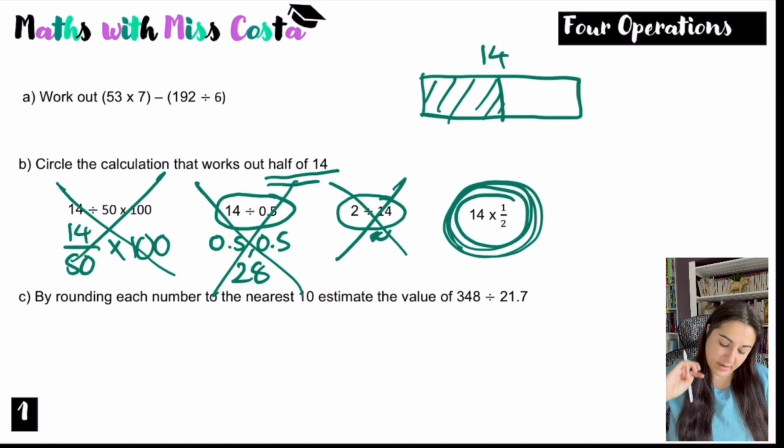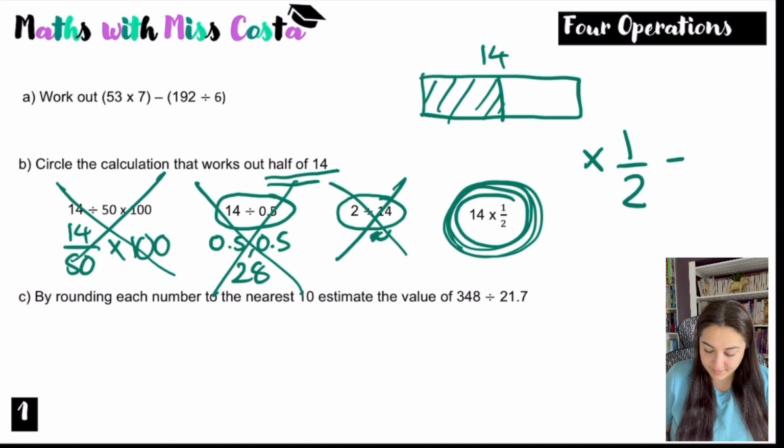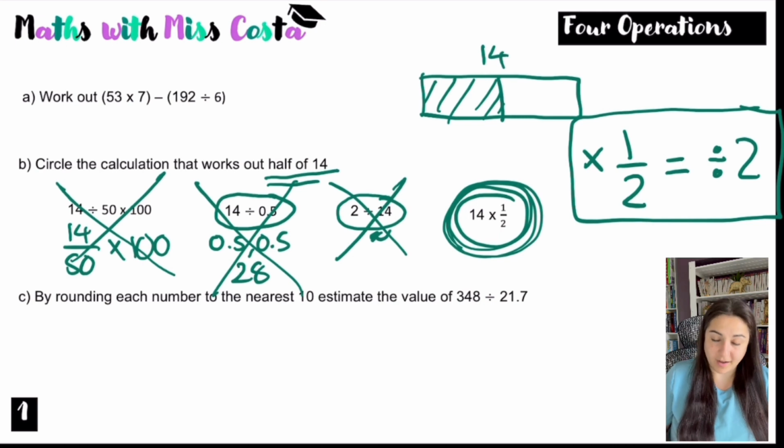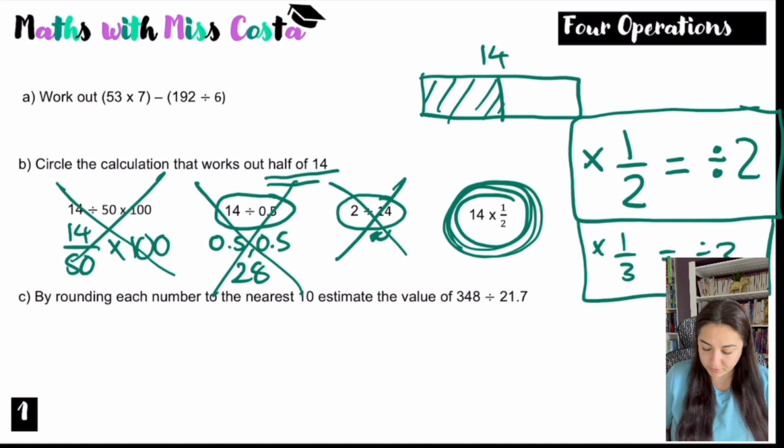Now, a really important thing for us to know is that multiplying by a half is the same as dividing by 2. So you might want to write that down. Multiplying by half is the same as dividing by 2, just as multiplying by a third would be the same as dividing by 3. And when we go on to the fractions unit, I can explain that in more detail.